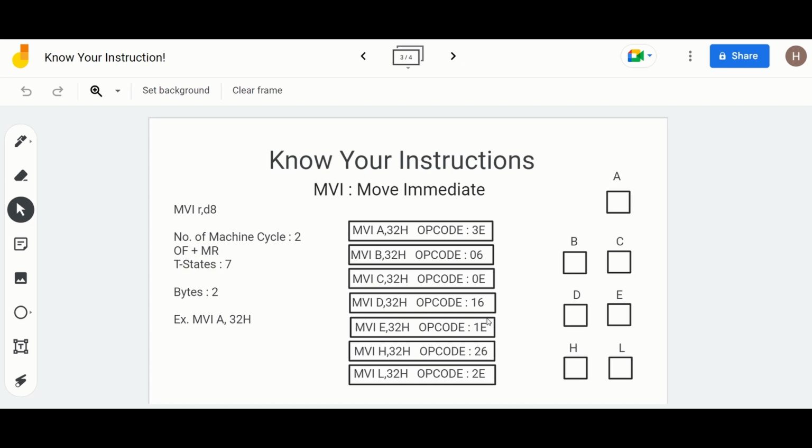In the previous video, we saw how the LXI instruction works, and today we are going to learn about MVI, particularly MVI R,D8. I will discuss the applications of this instruction and how you can use it.